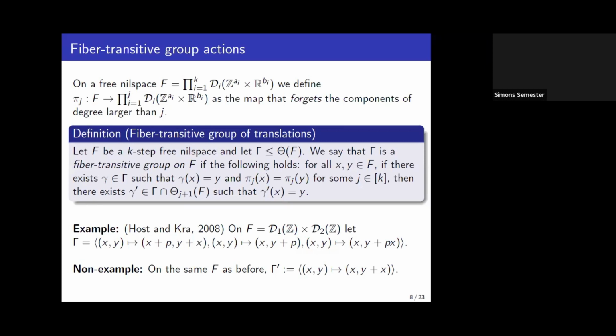And for example, as you can see in this last one, this one doesn't act freely. I mean, it's obvious because if you put x equals 0, this doesn't move at all. But still, you can check that this gamma satisfies the fiber transitive property. In fact, what I put here, this reference, is because this nilspace that you will obtain at the end when you take F modulo this gamma is precisely the family of examples that Host and Kra gave in 2008 as examples of nilspaces that cannot be represented as coset nilspaces.